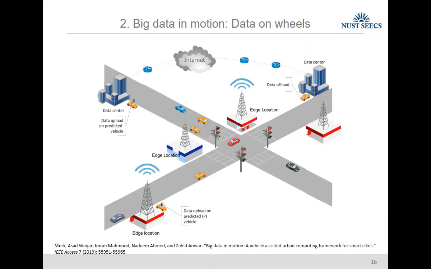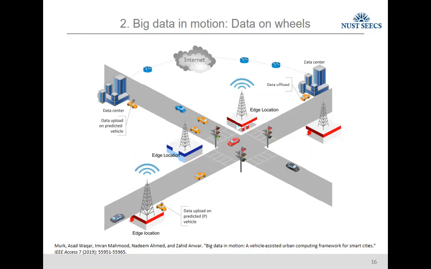So then we propose there should be edge locations on the way, because we are not using a dedicated vehicle there. We are using volunteer vehicles like taxis, or people who commute from one city to another on a daily or weekly basis. They can take the data in their vehicles and transfer the data either at the edge location or at the nearby data center spot.